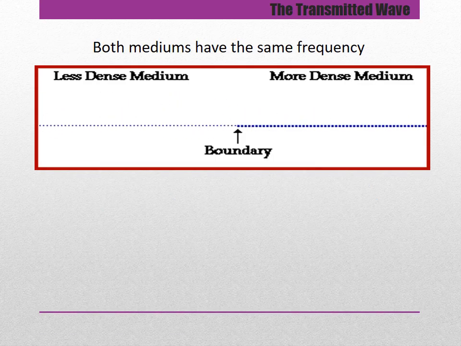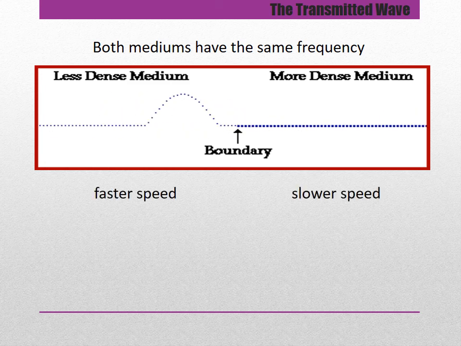Both mediums in this graphic have the same frequency. If I'm holding onto the slinky at this end and I'm sending down 10 waves per second, that means 10 waves per second are hitting this boundary, which means 10 waves per second are being transmitted into the new medium, which means whoever is on the other end of the slinky will be receiving 10 waves per second. So the frequency is the same throughout the entire slinky. We can see in the slinky that the wave is traveling faster on the left-hand side than it is on the right-hand side.